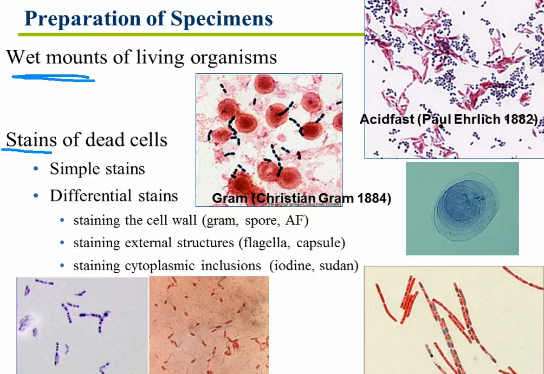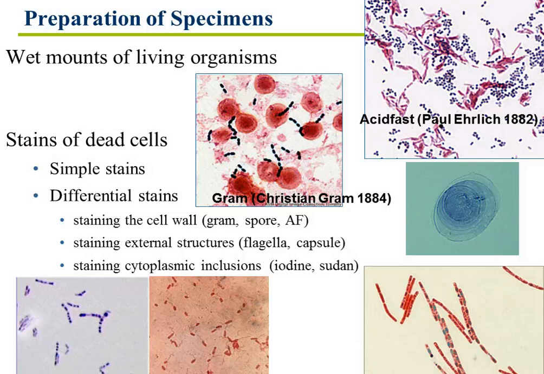Now if we were looking at big guys like algae, we wouldn't stain them, we would do wet mounts of them because they're big and they're colored green. The other advantage of a wet mount is that it allows you to see behavior of the organism. Are they motile? What type of motility? Things like that.